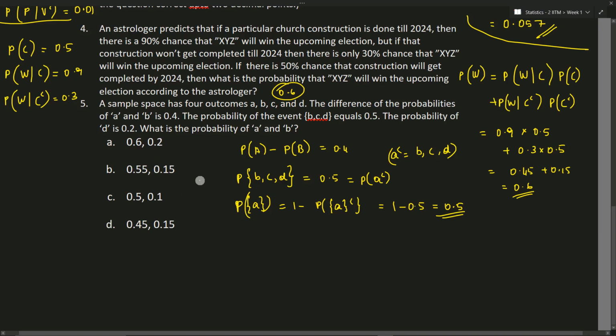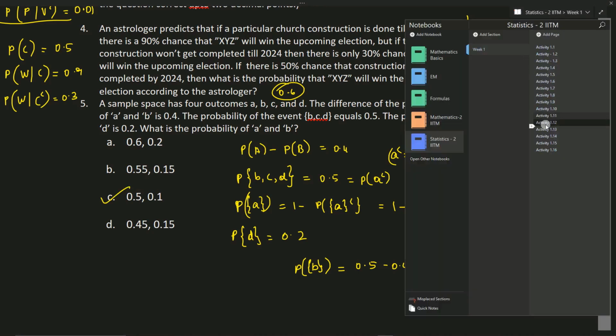Next they've also given that probability of D is 0.2. They're asking us what is the probability of A and probability of B. We already found out the probability of A. So the probability of B is equal to 0.5 minus 0.4, so that is nothing but 0.1. So this is the answer. Moving on.